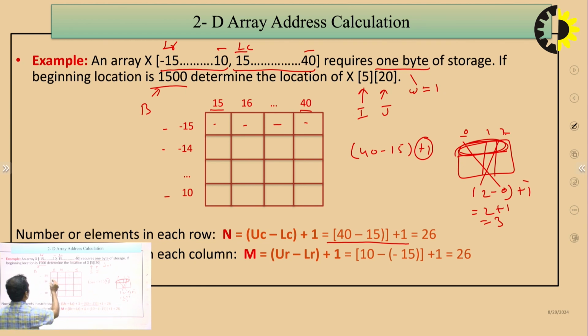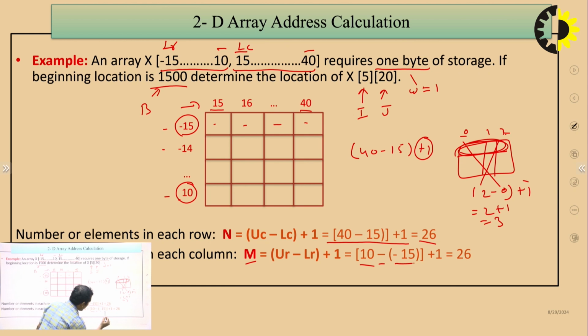In this manner we can calculate N, that is 26. Now calculate M: the upper limit is 10 and the lower limit is minus 15. So 10 minus minus 15 means 10 plus 15 is 25, plus 1 because the limit is included, equals 26. Now we have got N and M.